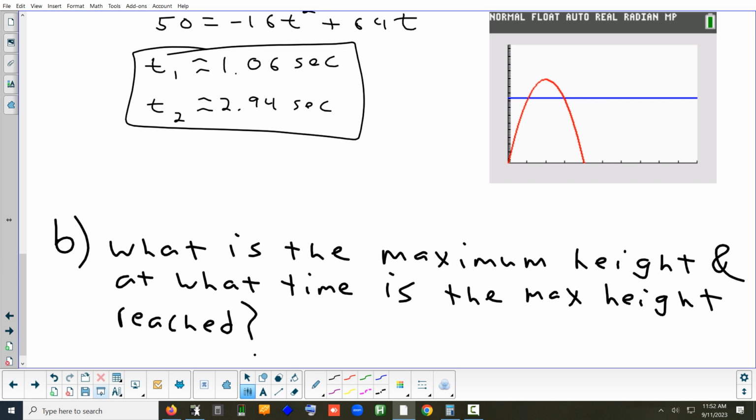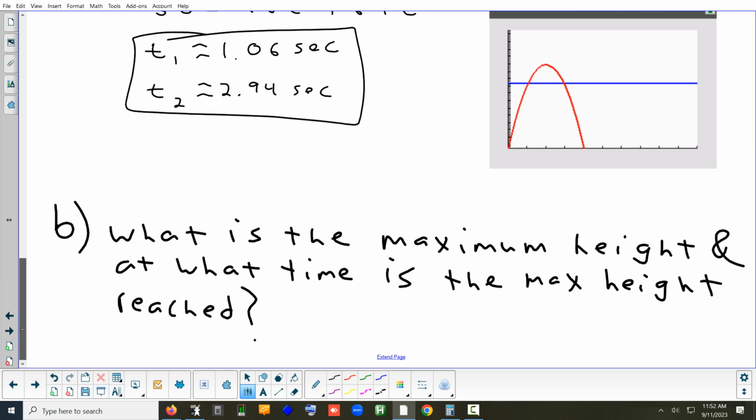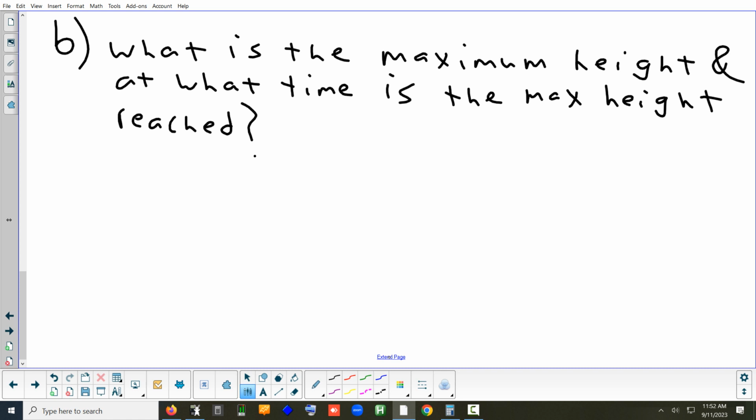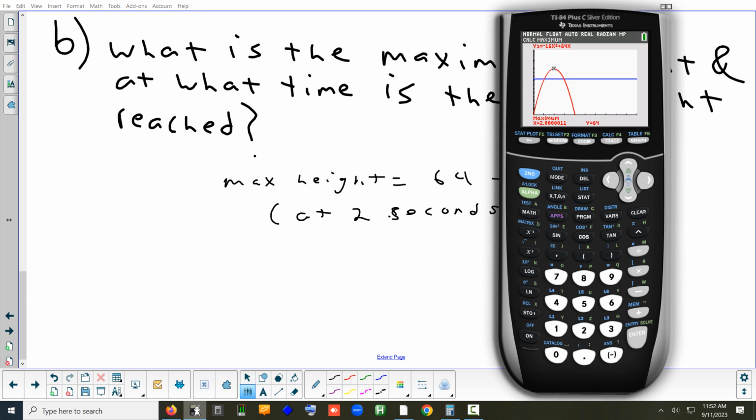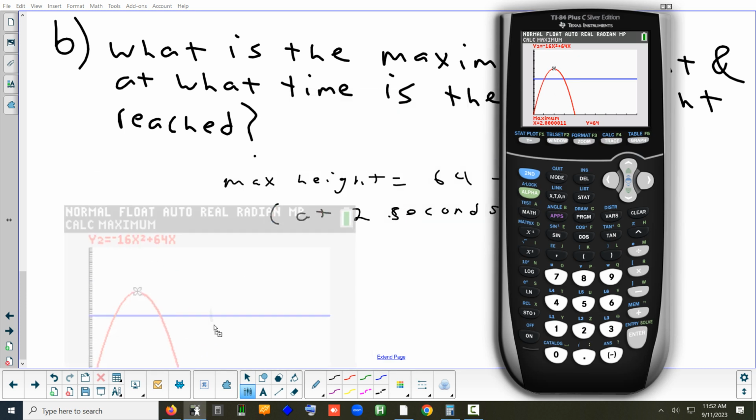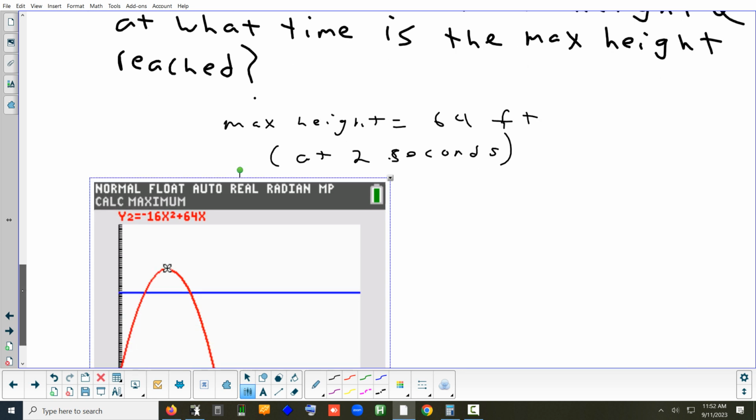So to answer the question, what is the maximum height and when do we reach it? The maximum height is 64 feet, and this occurs at 2 seconds. So remember, x value is time, y value is the height.